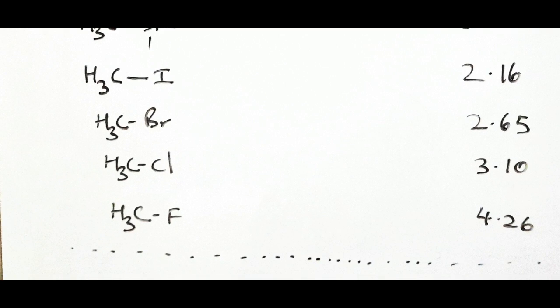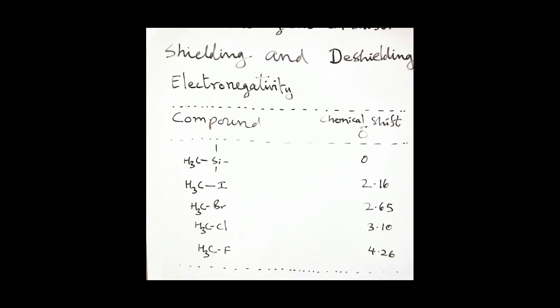It is around 4.26. So always you must remember, the chemical shift value of a proton increases with the electronegativity of the substituent. The reason is the electronegative compound produces maximum deshielding around the protons in its vicinity. So as a result, the chemical shift value is higher for the protons when you have an electronegative substituent like fluorine.